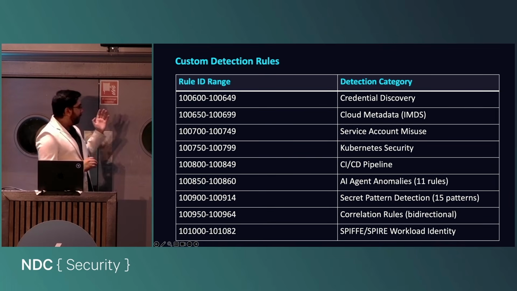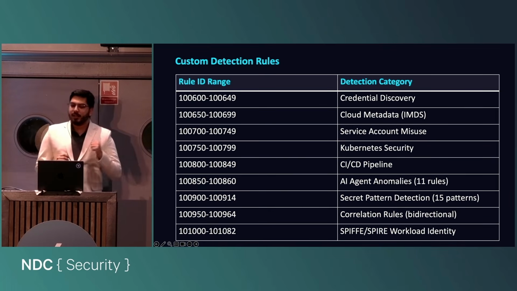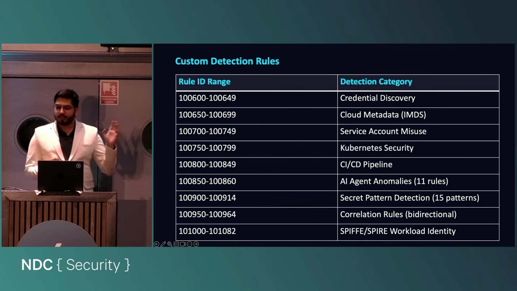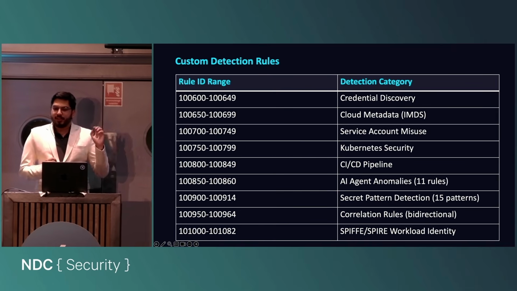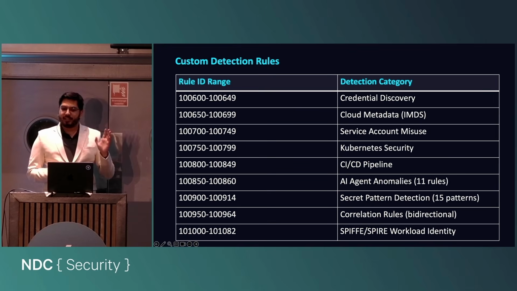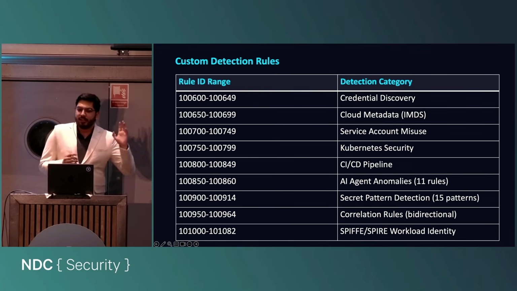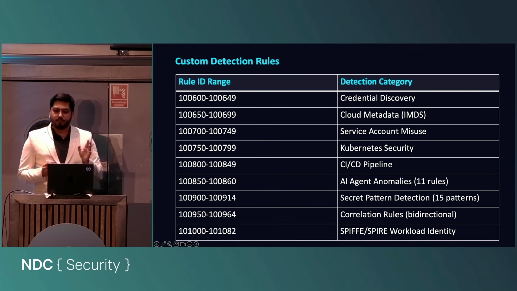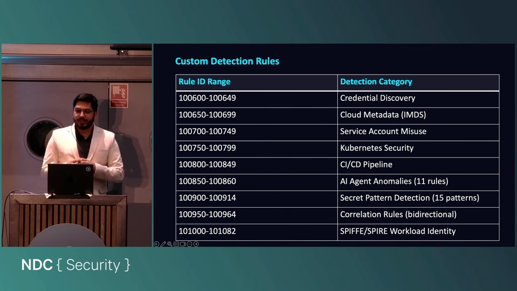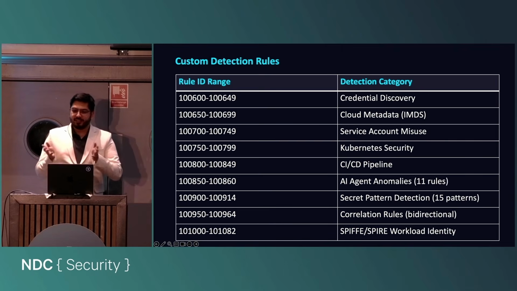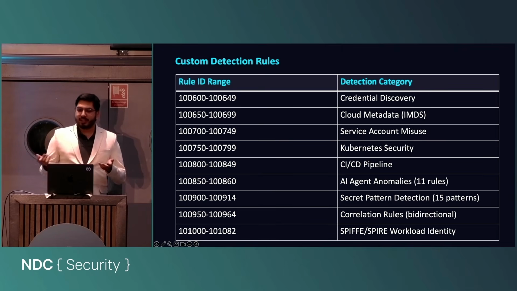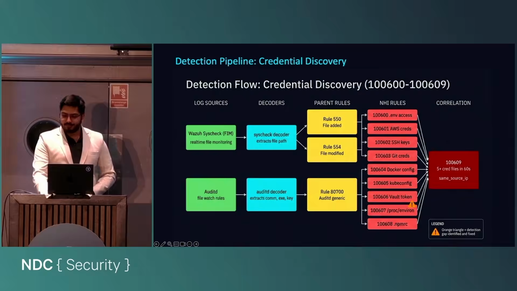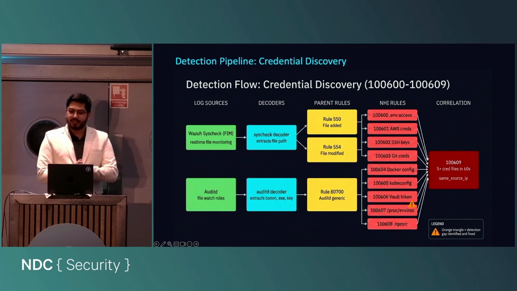So, the custom detection rules as I was talking about. I've built 100 custom rules across the following 9 categories: credential discovery, cloud metadata abuse, Kubernetes security, CI/CD pipeline attacks, AI agent anomalies, secret pattern detection, the SPIFFE SPIRE workload identity, and bidirectional correlation rules that chain the signals together, regardless of what order the events arrive. And 30 plus MITRE ATT&CK techniques are covered. Every rule is mapped to the respective MITRE ATT&CK technique.